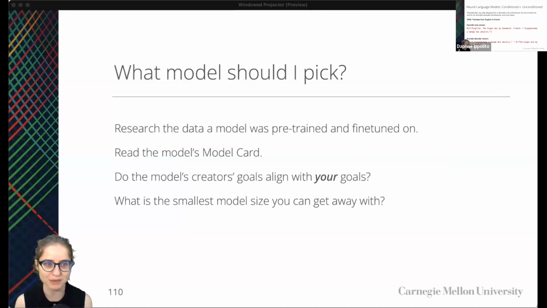It'll tell you what the model was trained on. It'll tell you what the intended use case of the model is. So you should definitely read that. And then you should decide, do the model's creators' goals align with your goals? And if they do, then maybe this is a reasonable model to use. And then for efficiency reasons, you should also try to figure out what is the smallest model size you can get away with. Maybe you don't need GPT-4 to do your task, and GPT-2 or the small versions of GPT-3 might work just as well for your task.